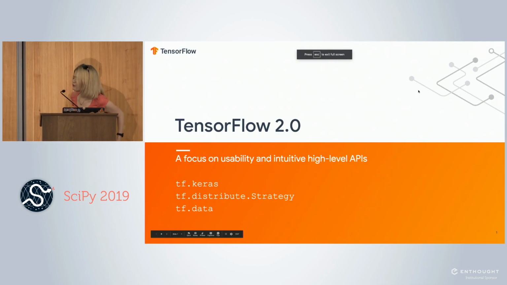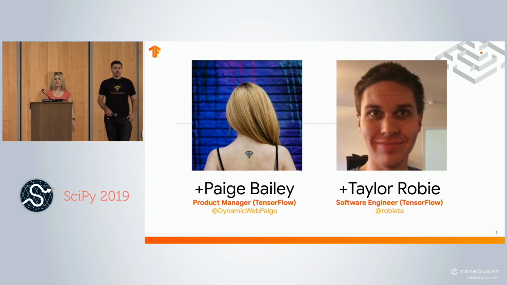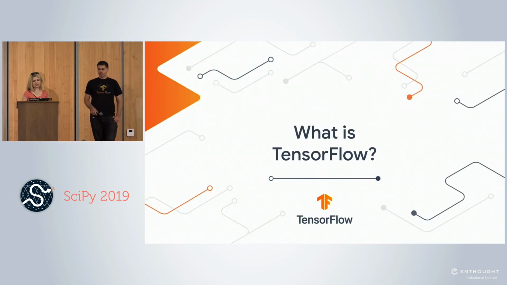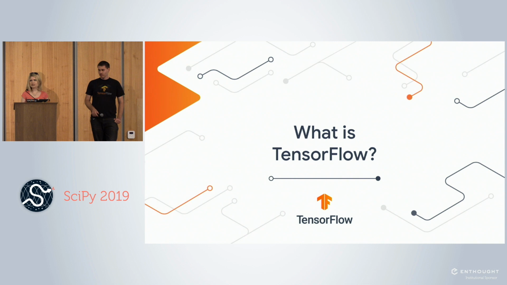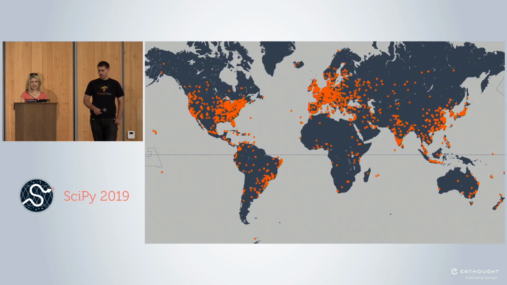Cool. Beautiful. So hello, everyone. I'm Paige, and this is Taylor. We're part of the TensorFlow team at Google, and we're here to tell you a little bit about TensorFlow. In case you don't know what it is, it's a numerical computing framework that's used very extensively throughout Google. It was open sourced in 2015, and since then we've seen really incredible growth, both in terms of the people who have contributed and also the way that it's been used around the world.